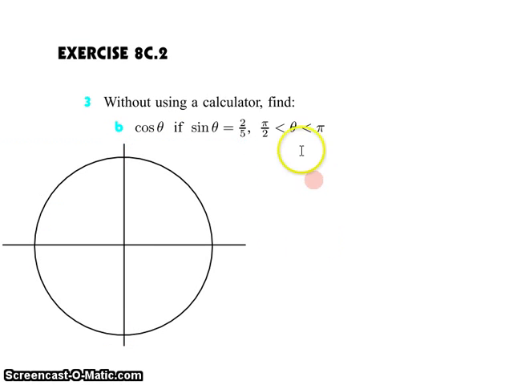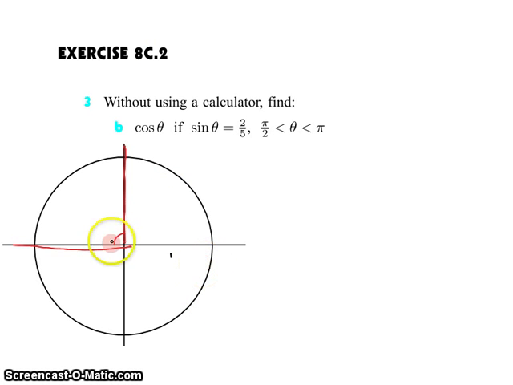Alright, now we're stuck between pi on 2 and pi. That's pi on 2, and that's pi, so we have to be somewhere in that quadrant. Now we're told that the sine of theta is 2/5, so whatever angle we're dealing with here, it has a vertical component of 2/5, 0.2. Now since this is the unit circle, the radius is 1.